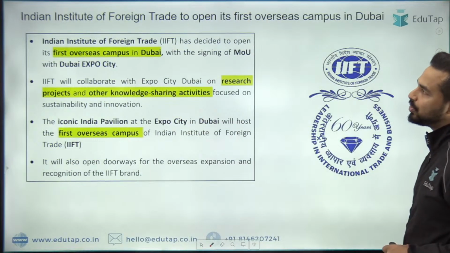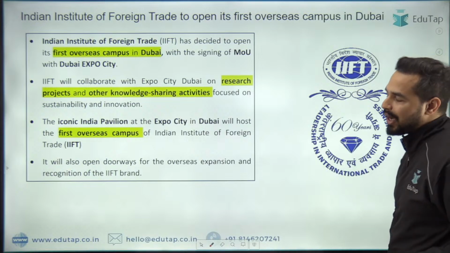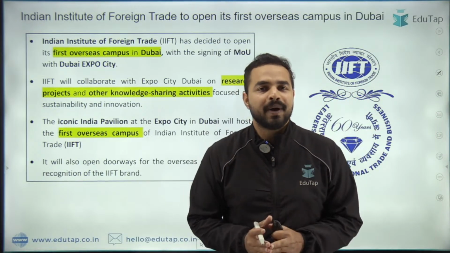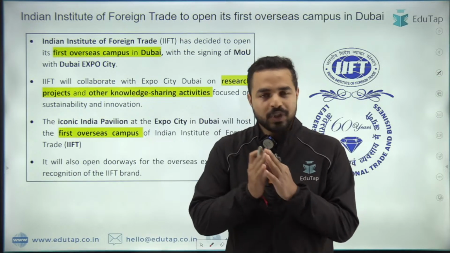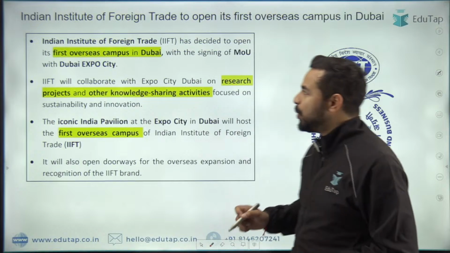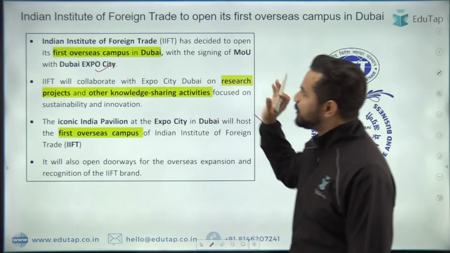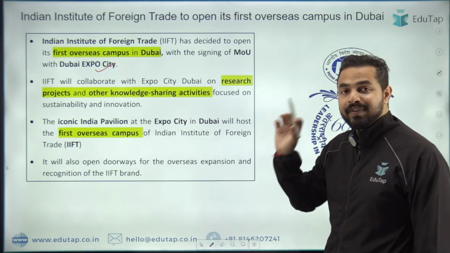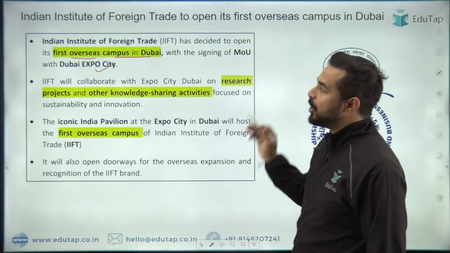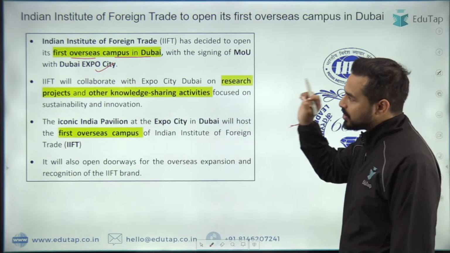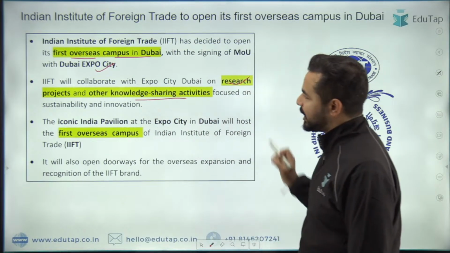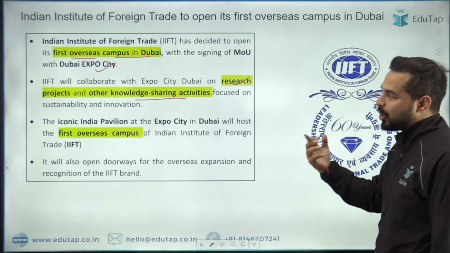Moving to the next part. The next part is the Indian Institute of Foreign Trade. So last year we covered that IIT Madras is launching its foreign campus, and this time it is IIFT, which was launched in 1963 under the Ministry of Commerce, and it has signed an MOU with the Dubai Expo City. With the help of this MOU it will be setting up its first overseas campus in Dubai, which will be working on research projects and other knowledge sharing activities focusing on sustainability and innovation.